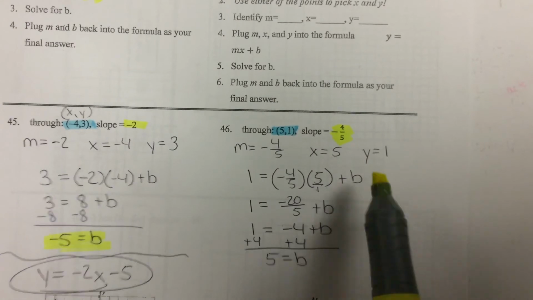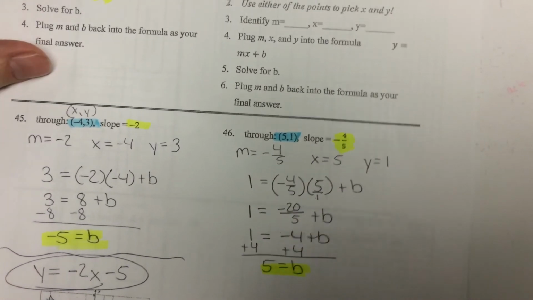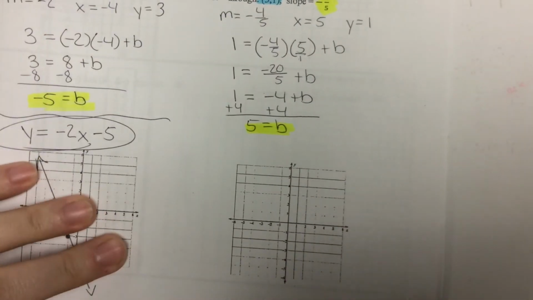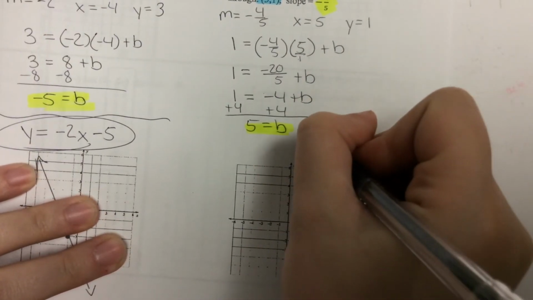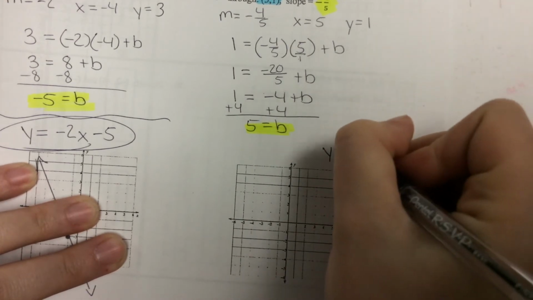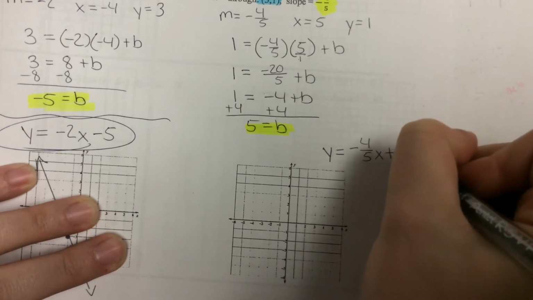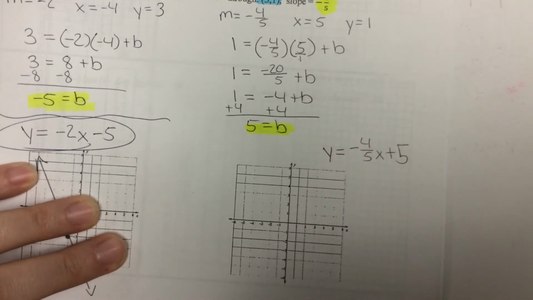So now we have slope and we have y-intercept right here. That's what b is. Okay. So let's plug it into the formula so that we can get an equation. Y equals mx plus b. M is -4/5, x plus b, plus 5. Whoops. Okay.